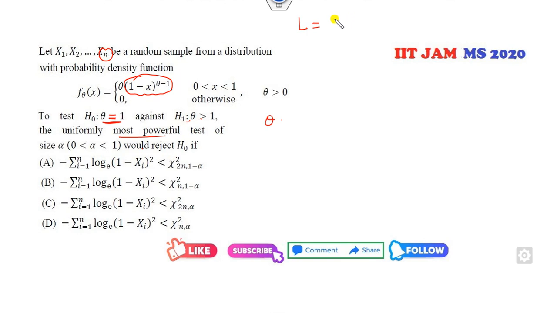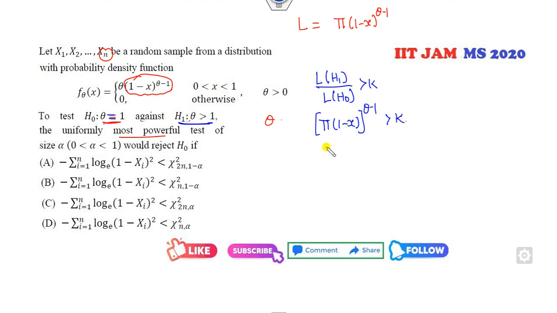What is the L? L is my product of x minus theta of this. Then this one divided by here. So what is the L of H1 divided by L of H naught? For L of H naught, theta is equal to 1. This is my 0, that's a 1. So the numerator part is 1 minus x, power I can write as here. Fine. So I can take theta minus 1 on the power of this, another constant. This is my log of k, this is my another c.